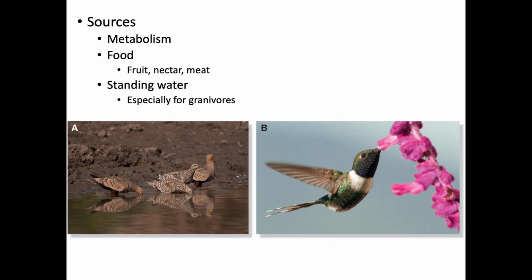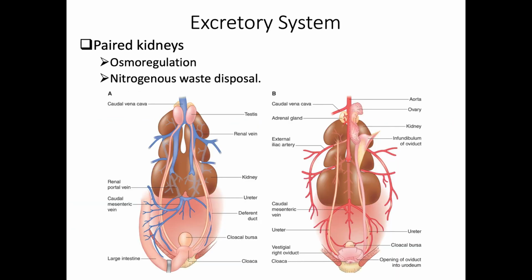But again, drinking water is important for some birds, especially granivores that are eating relatively dry foods and have relatively high metabolism and oftentimes living in very dry environments or hot environments. So they have to find sources of water to drink. So not only are you losing a lot of water with high metabolism, but you're generating lots of nitrogenous waste. And so birds have paired kidneys to concentrate and get rid of this nitrogenous waste.